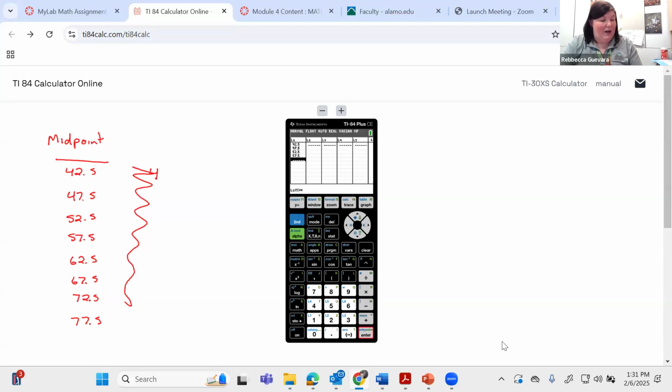I'll get these in there. All right, 62.5. Sorry, let's try that again. 67.5. Then we had 72.5, and then we had 75.5. And then the frequencies that went with that. The first one had a frequency of 2, second class had 7, then we had 13, 11, 7, 3, 1, and 1.